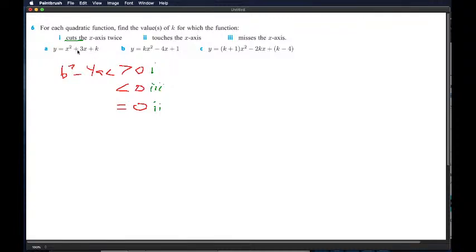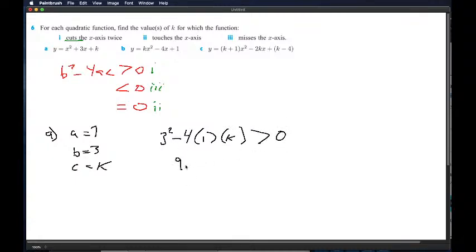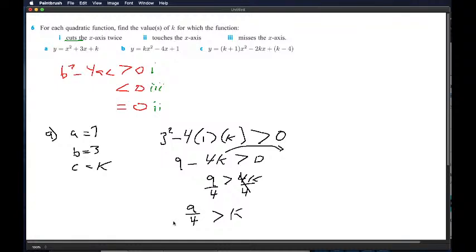So for instance, if it cuts the axis twice, our A is equal to 1, our B is equal to 3, and our C is equal to K, like so. So B squared minus 4 times A, which is 1, times C, which is K, and that should be greater than 0. So if we do that, we have 9 minus 4K is greater than 0. I put the 4K on the other side. I have that divided by 4 divided by 4, and I have K is less than 9 over 4. So there is a simple discriminant problem.